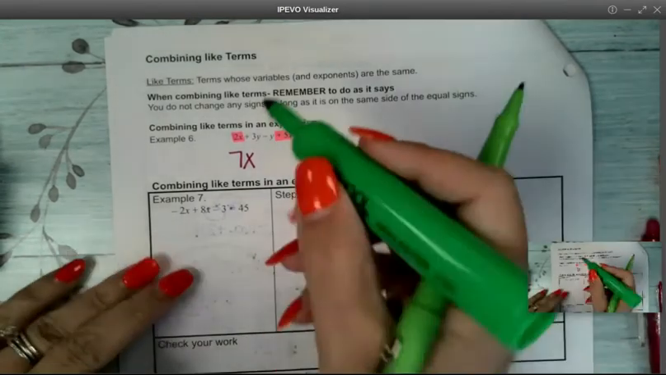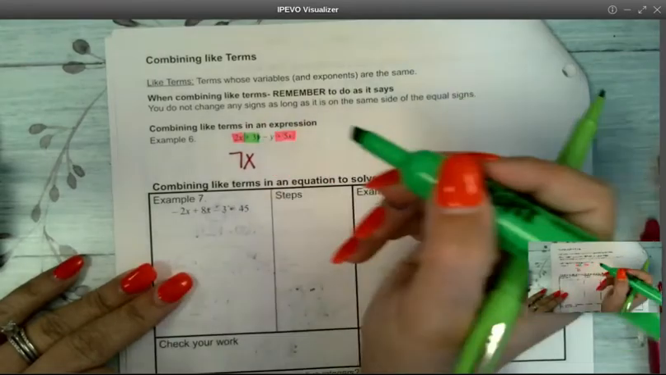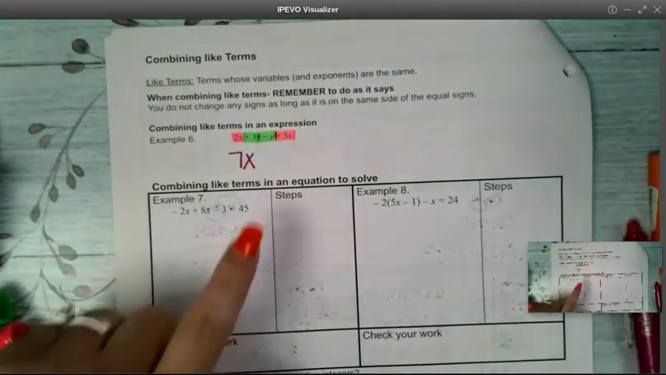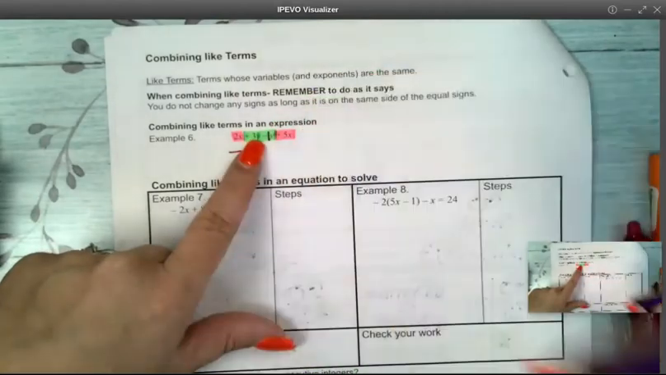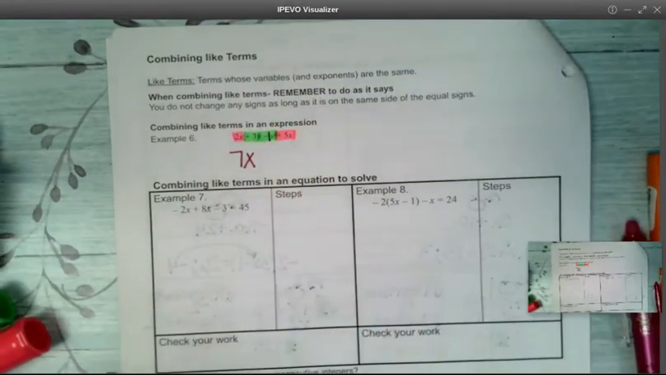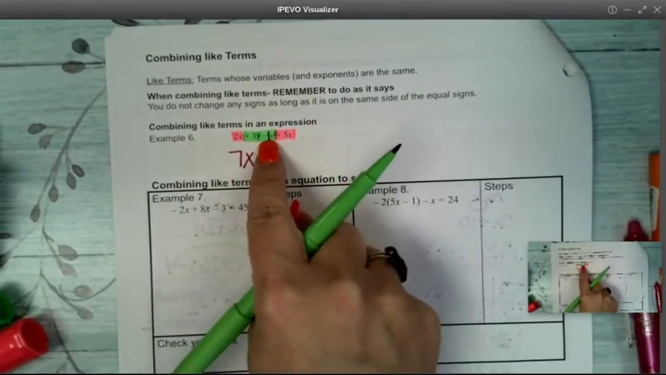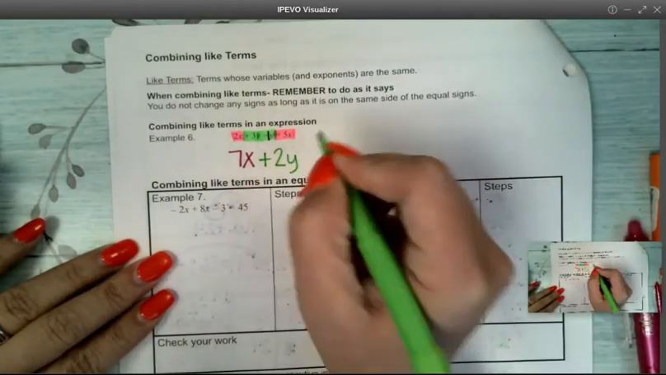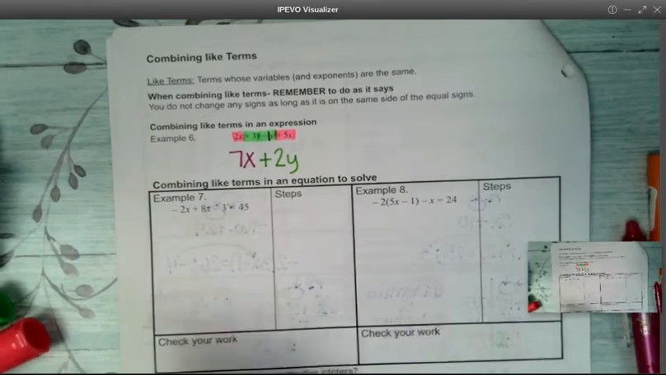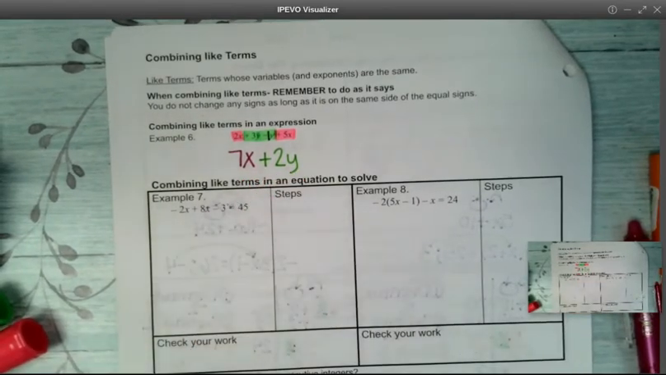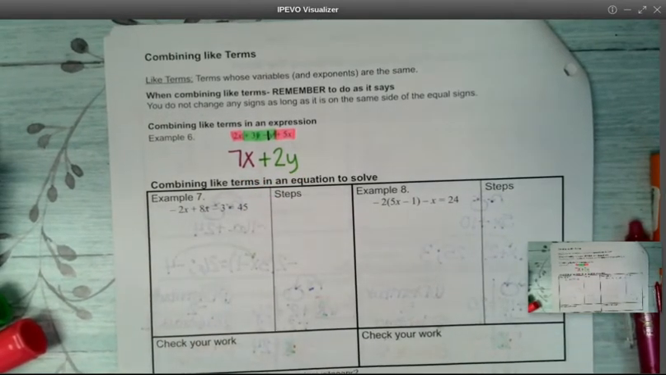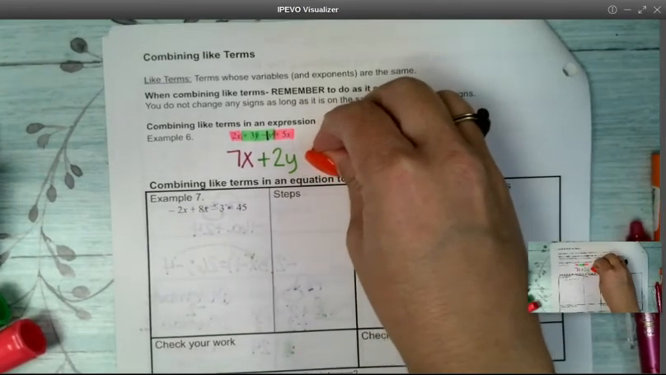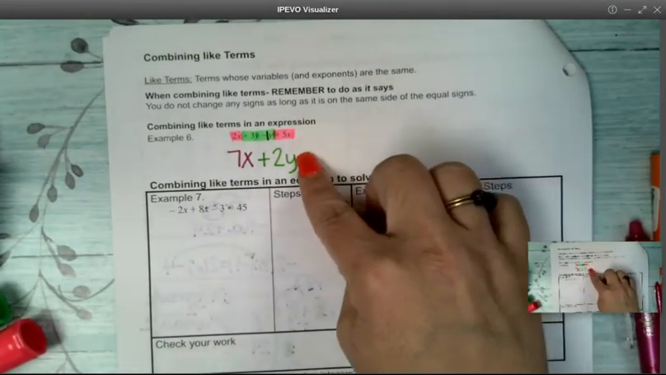Now the next one is a positive 3y and a negative y. Please remember that there is an understood 1 right here in between that negative sign and the y. So doing what it says, positive 3 minus 1, that's a positive 2. And don't forget your y tags along with it. Now, you can't put those things together because they are not like terms. They do not have the same variable. So in this situation, you're finished because that was an expression.